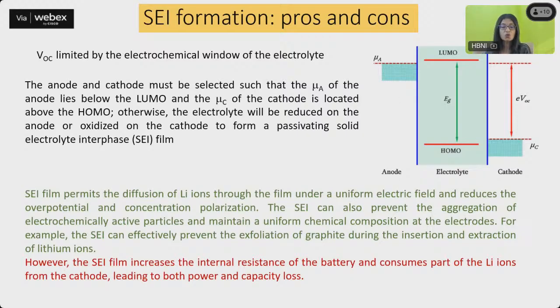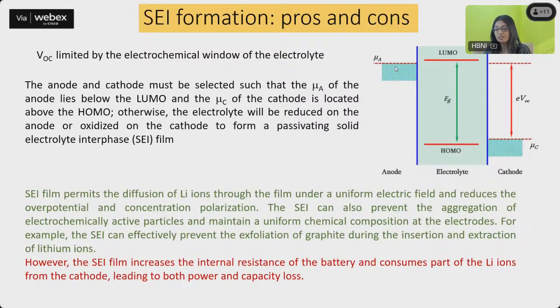So what is this role it is playing? You see over here that your electrolyte has a difference between the HOMO and the LUMO levels. Your electrolyte has a HOMO and LUMO level, and the chemical potentials of the anode and the cathode have to be selected in such a way that the chemical potential of the anode lies below the lowest unoccupied molecular orbital (LUMO) of your electrolyte, and the chemical potential of the cathode is located above the HOMO, the highest occupied molecular orbital. So you are limited by this.